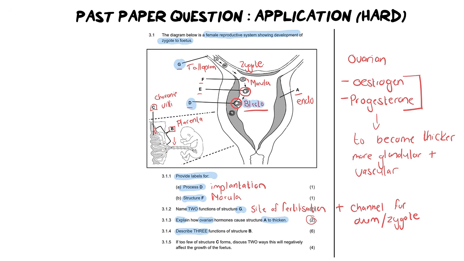It says, describe 3 functions of structure B. So if we have correctly identified structure B as the placenta, you now need to think of 3 that you are going to describe. Look at the mark allocation, everyone. Let it guide you. Because it's out of 6, it means you have to give 3 points. And of those 3 points, you are going to need to elaborate on them. In other words, give more than just stating 1-word answers.